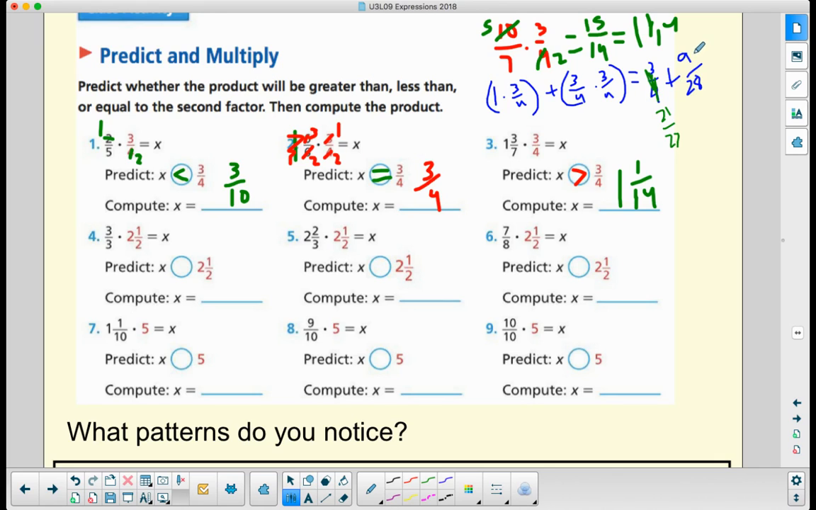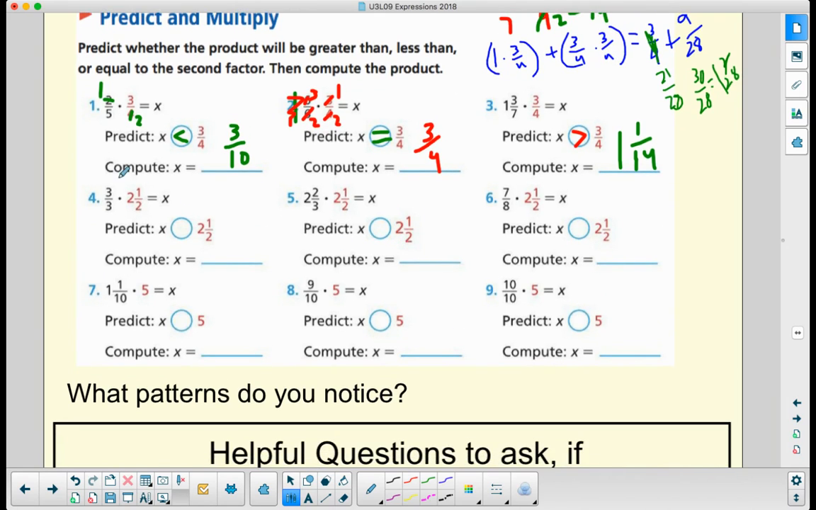21 28ths plus 9 28ths are 30 28ths. So 28 28ths make a whole. That's 1 and 2 28ths. And 2 and 28 could be divided by 2 to give me 1/14. So that's why it's greater than 3/4, because I had one group of 3/4 and then another 3/7 of a group of 3/4. Okay, let's move on.